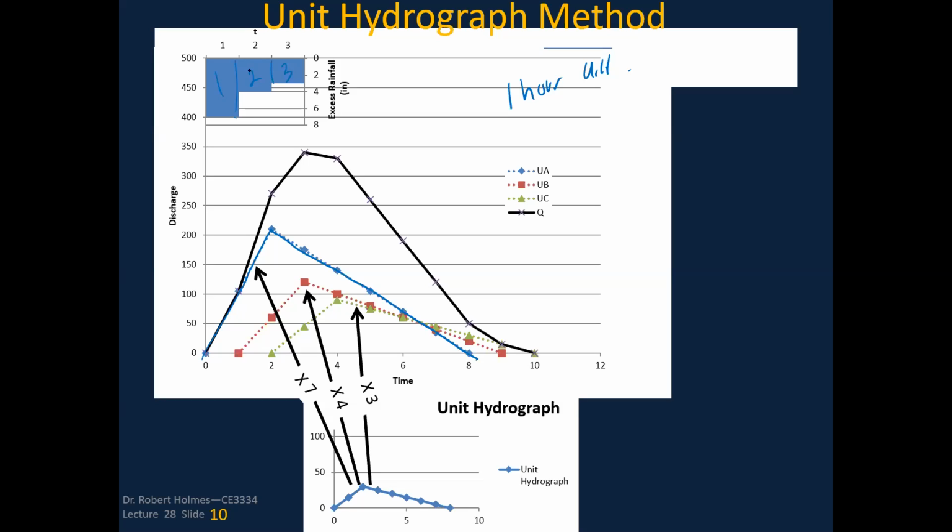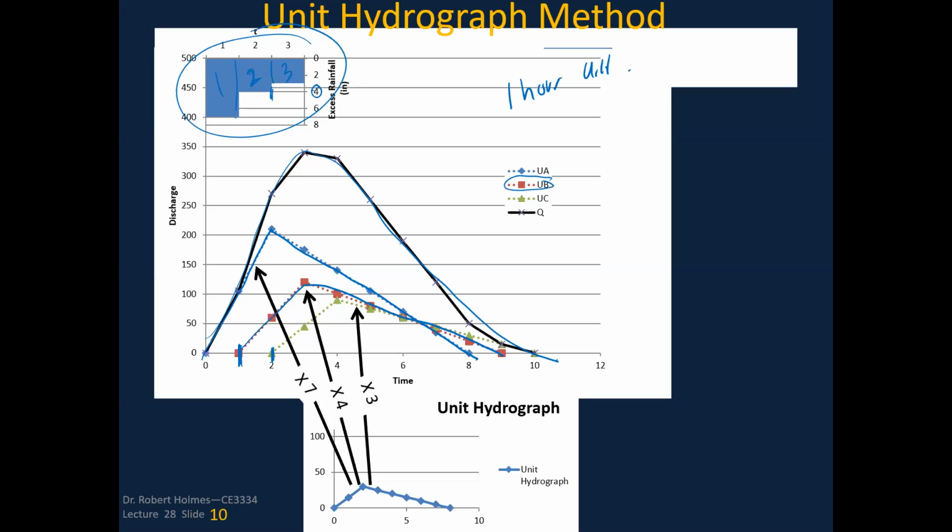Then the second hour of rain corresponds to 4 inches, but it doesn't start until 1 hour in. So basically in the red there, I multiply 4 times every one of my unit hydrograph ordinates. And then my last increment of rain starts at 2 hours in. That's only looks like 3 inches. So I multiply 3 times my unit hydrograph there, and I get the green, and then I add it up. Here in the black is my convoluted hydrograph for these 3 increments of rain.